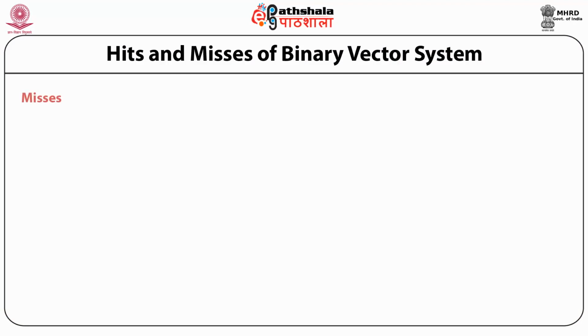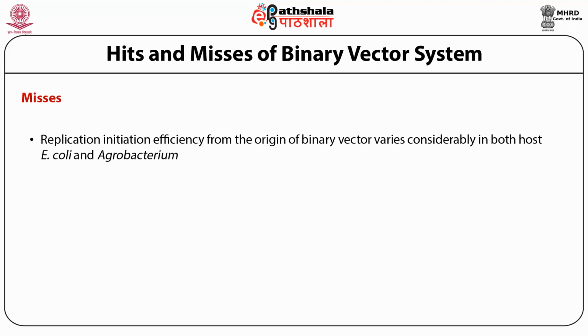So what are the major disadvantages of the binary vector system? The major drawback with this particular system is that the efficiency of replication initiation is different in both the hosts. As I told you earlier, it has two origins of replication. One allows it to propagate inside E. coli, and the second allows it to propagate inside Agrobacterium. However, the efficiency and the copy number of this plasmid varies in both the bacterial strains.